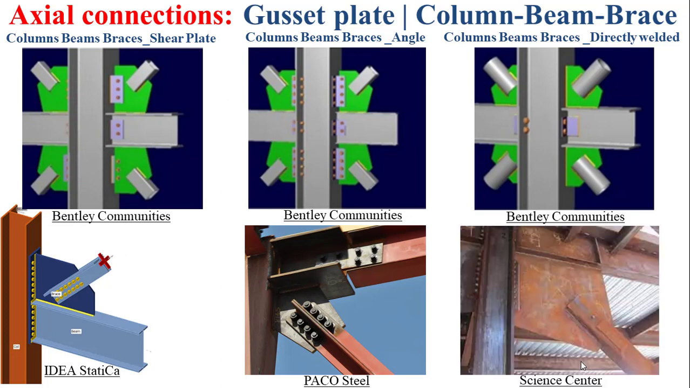For the real picture that you see at the bottom right of this slide, you can notice that the gusset plate is directly welded to the beam and the brace, and it's connected to the flange of the column using an angle bolted to the column and also bolted to the gusset plate.